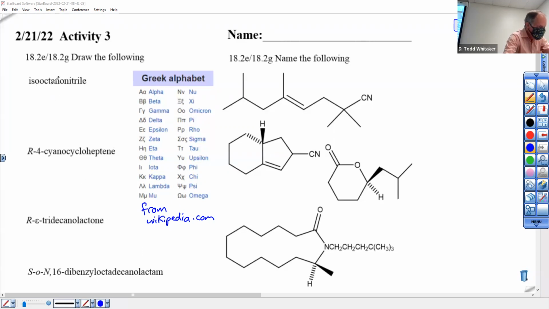How do you draw iso-octanonitrile? Remember, nitriles are RCN. Now, if it's a nitrile in nomenclature, here's the tricky part. Students sometimes get tripped up. 1 and then 2 through, I don't know, 2 through X. There you go. A lot of students forget to count carbon number 1.